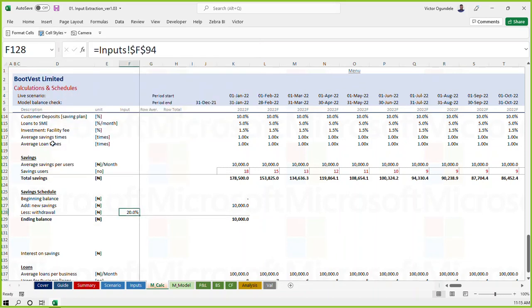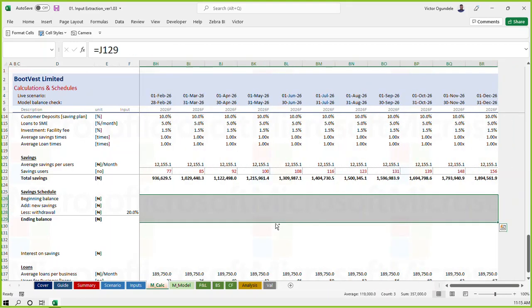Okay, percent. Are we using savings per user or total savings? Okay, exactly. That's a very good question. Oh, yes, that's true. Thank you for that. It should be our total savings, right? Total savings. Yes, so it should be our total savings. So let's drag that to the right.